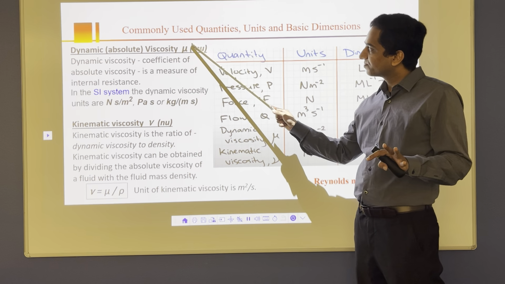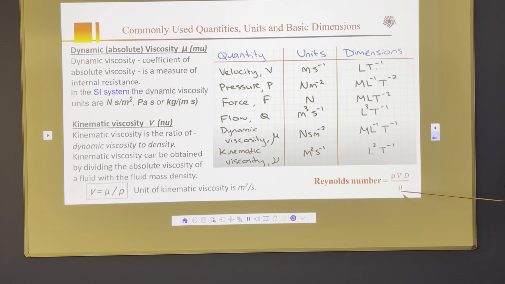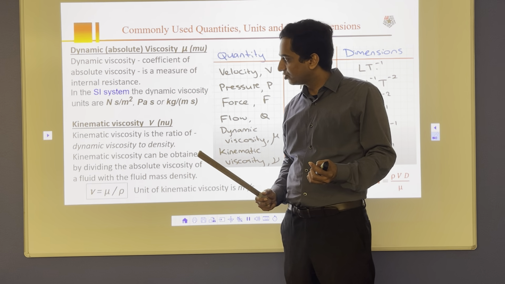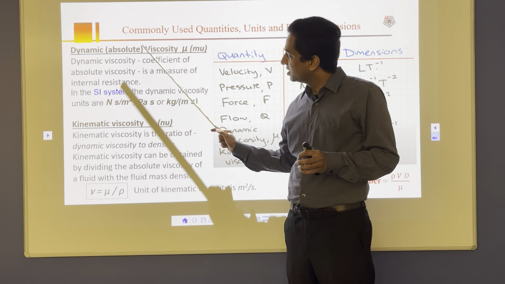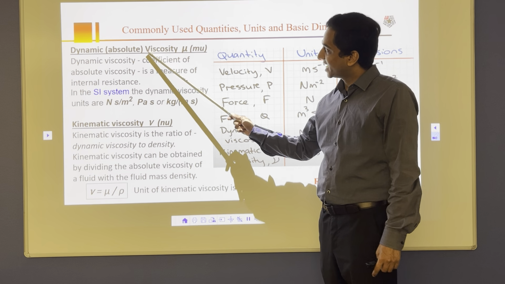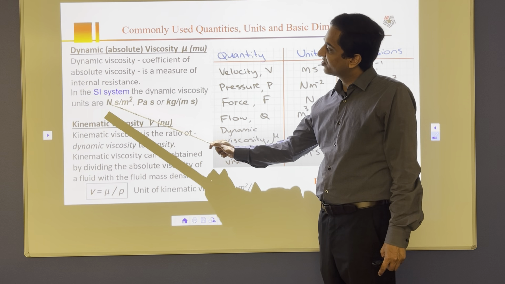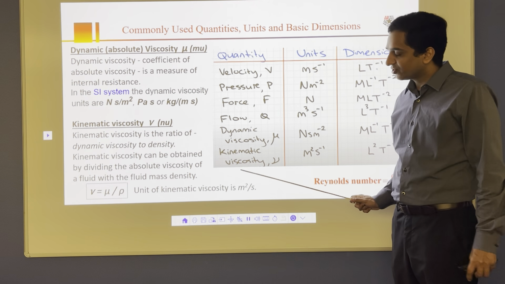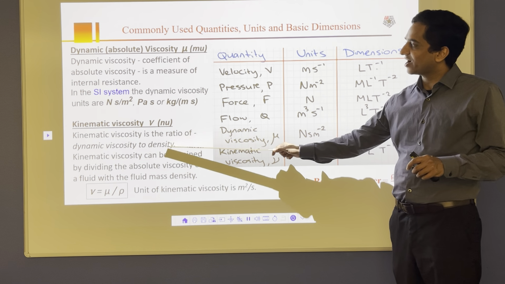Every time you see mu, that is your absolute viscosity. For example, Reynolds number is rho Vd by mu. This mu is absolute viscosity, dynamic viscosity. That's what you are supposed to use. Sometimes you may have to use kinematic viscosity, but it has different symbols. So if you are confused about which viscosity to use, pay attention to the units. Dynamic viscosity mu has a unit like Newton second per meter square, or some other units. Kinematic viscosity has a different unit, so keep that in mind. Most of the time you have to use dynamic viscosity. There are very few times you may have to use kinematic viscosity.